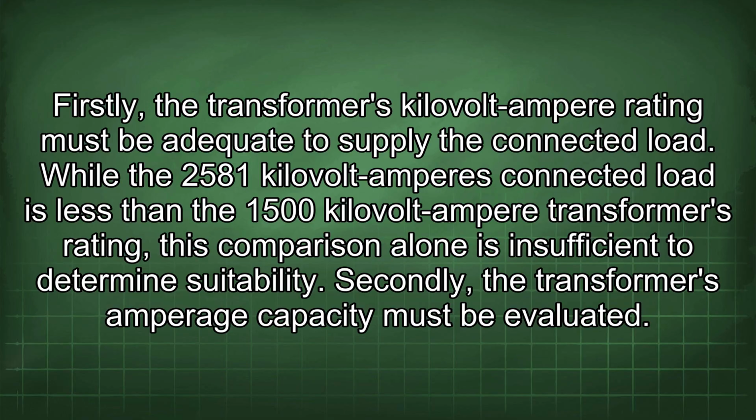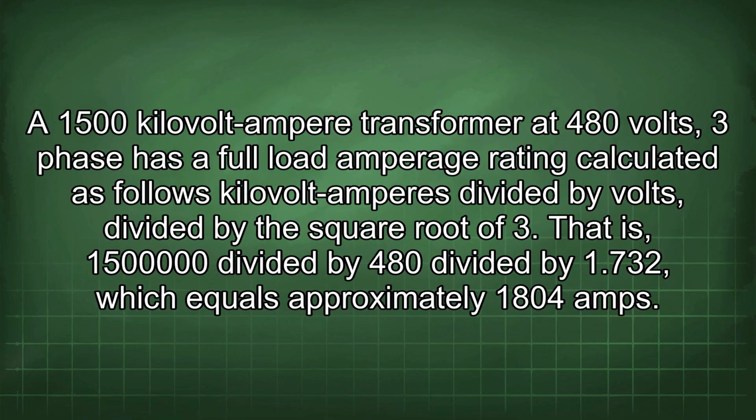While the 2581 kilovolt-amperes connected load is less than the 1500 kilovolt-ampere transformer's rating, this comparison alone is insufficient to determine suitability. Secondly, the transformer's amperage capacity must be evaluated. A 1500 kilovolt-ampere transformer at 480 volts, 3-phase has a full load amperage rating calculated as kilovolt-amperes divided by volts, divided by the square root of 3. That is, 1,500,000 divided by 480 divided by 1.732, which equals approximately 1804 amps.